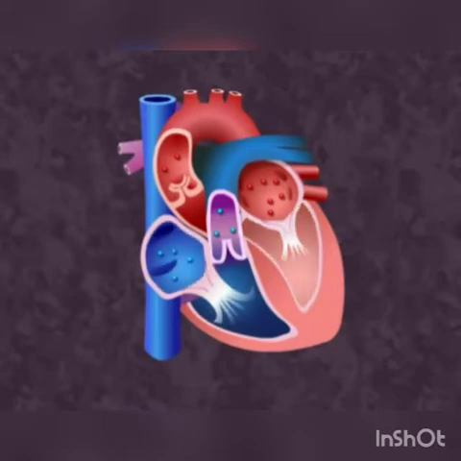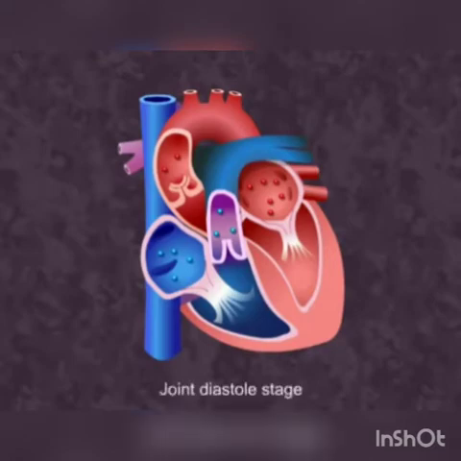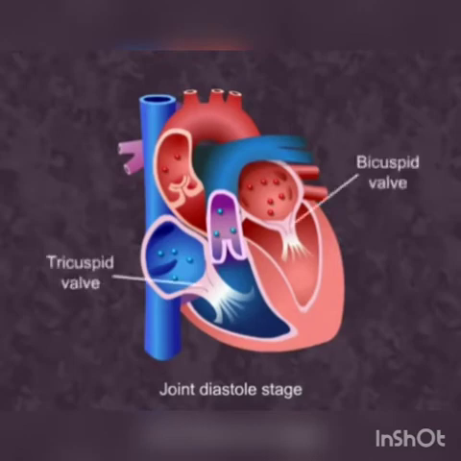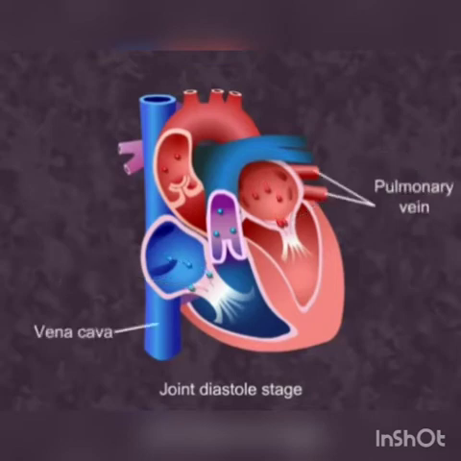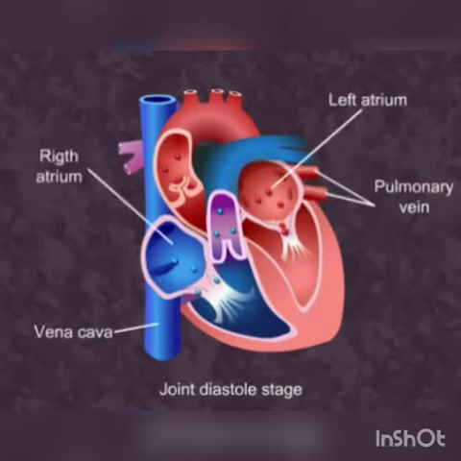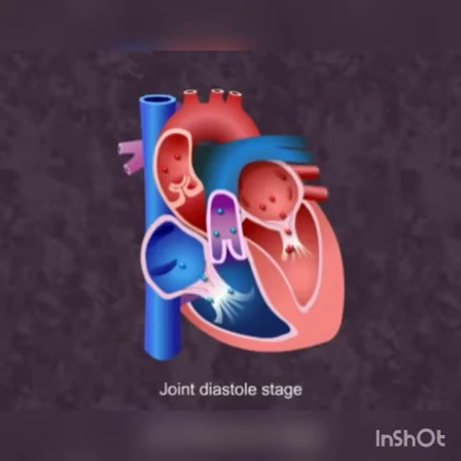The first is the ventricular diastole. Diastole means relaxation. The pressure in the auricle increases above the ventricular pressure. The auriculoventricular valves are open. That means the tricuspid and bicuspid valves are open while the semilunar valves are closed. Blood flows from the auricle to the ventricles passively, that means slowly.